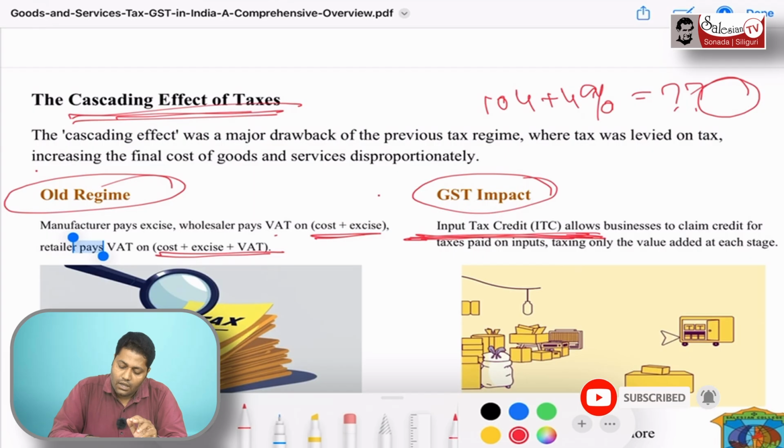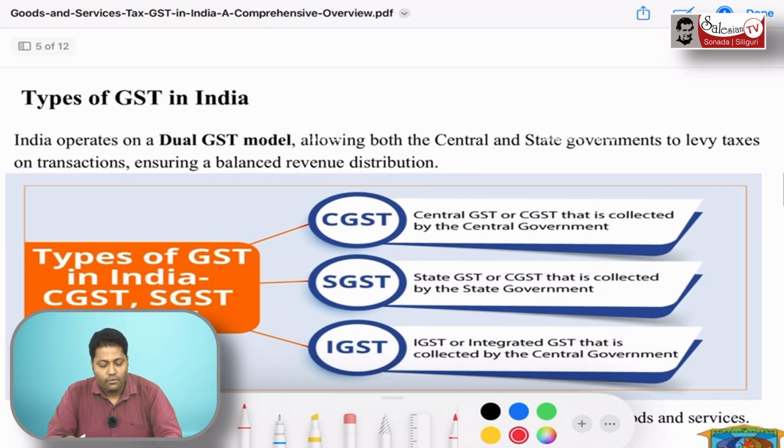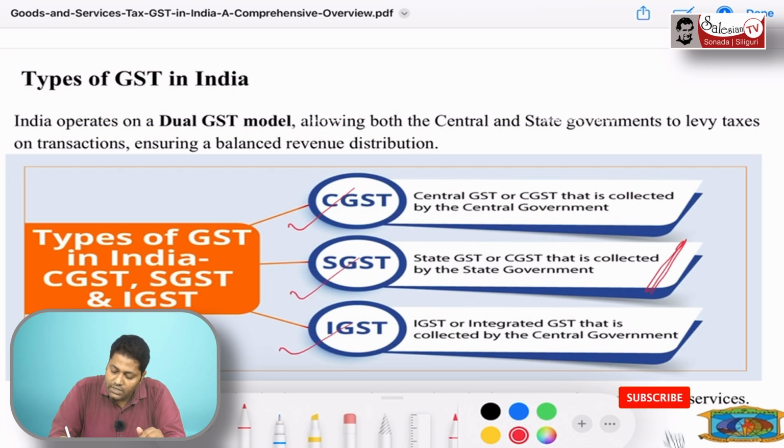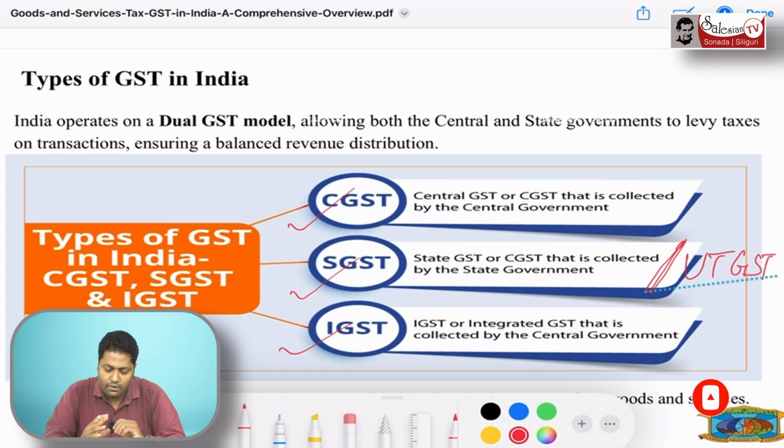That is very important. So before going further, we will study the types of GST in India. As we can see, we have CGST, SGST, and IGST. Now in SGST, if it is a UT, they can have a UTGST. These are very important. Now let's know what CGST is. It's very simple.